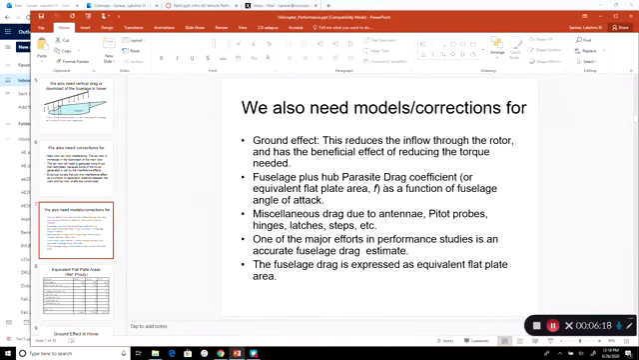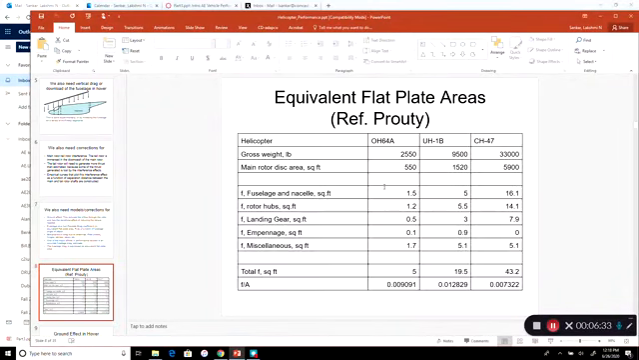For aircraft, S is clearly defined: the wing area. For the fuselage, it's not so clearly defined. Therefore, rather than CD times S, they call the product f, which is an equivalent flat plate area. Here are some characteristics of aircraft, from very small, lightweight aircraft to heavy aircraft. And here are the typical equivalent flat plate areas normalized by the rotor disc area.